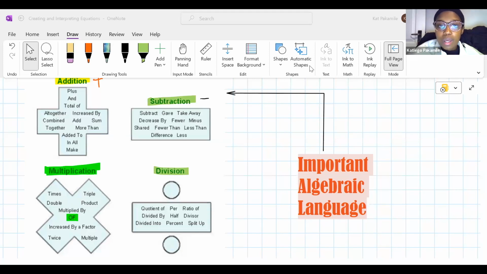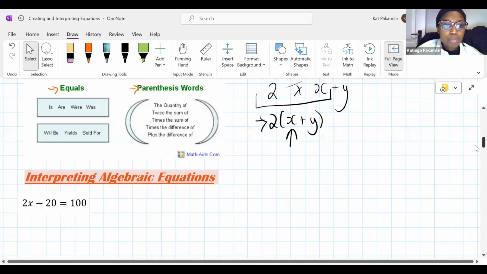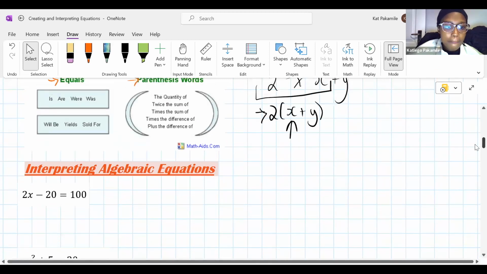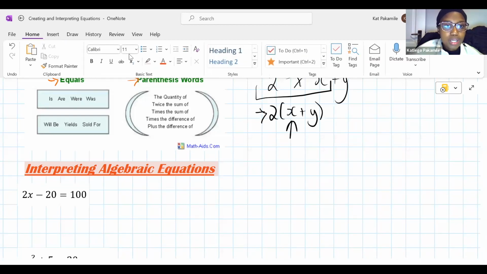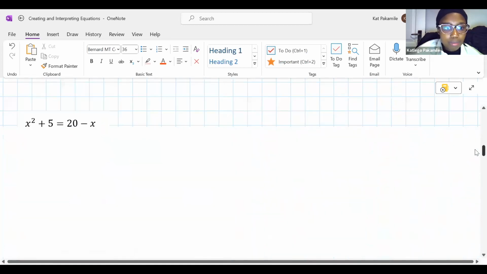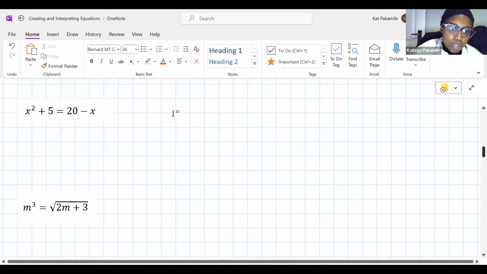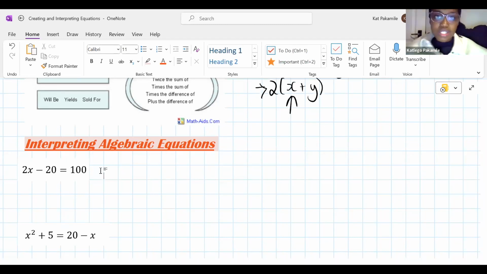Okay, cool. Now, let's go and interpret algebraic equations. There are a number of ways you can interpret algebraic equations. So I'm going to interpret the first one for us, just to show you the standard and what I expect you guys to say when we are doing this. I know this might seem very tedious to some of you, but if you learn how to interpret them, then you will learn how to form algebraic equations.